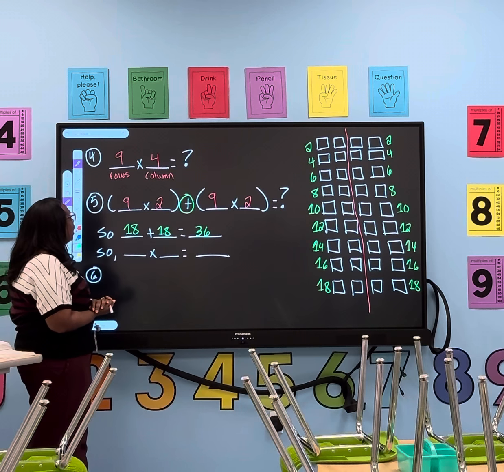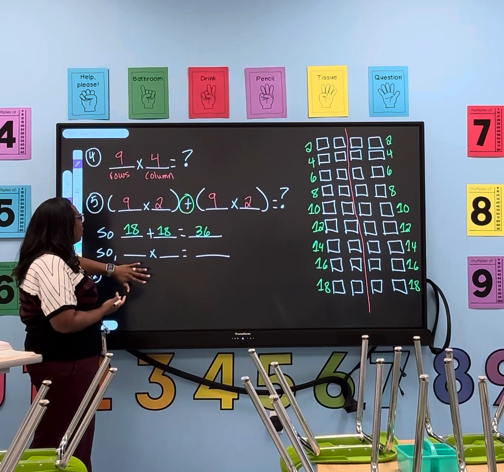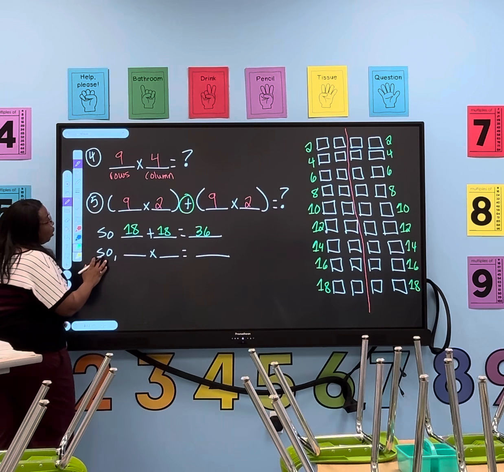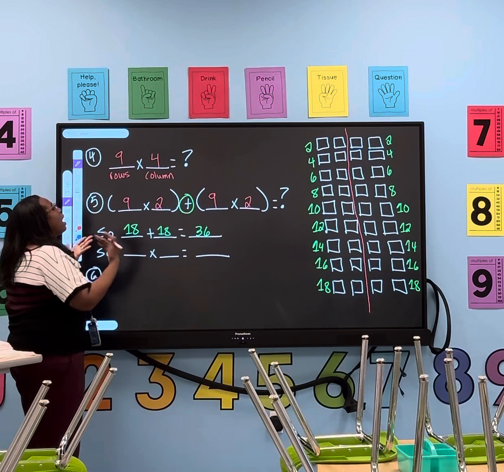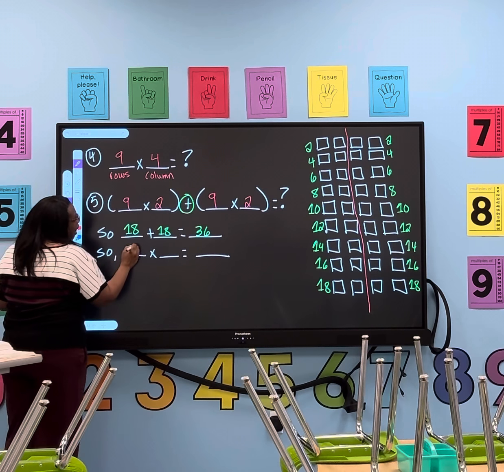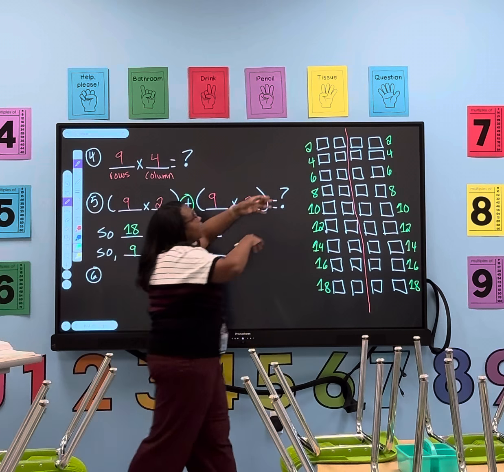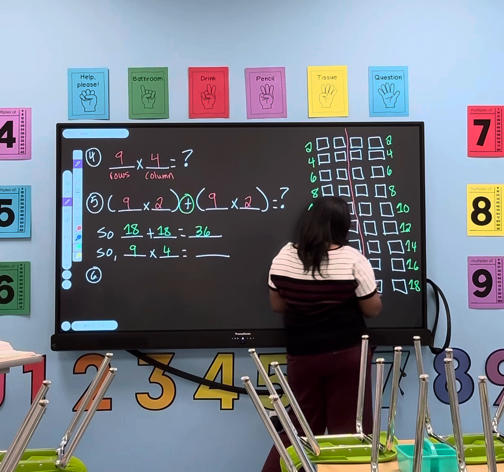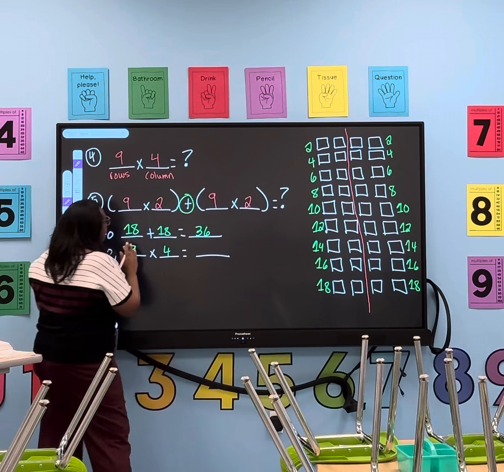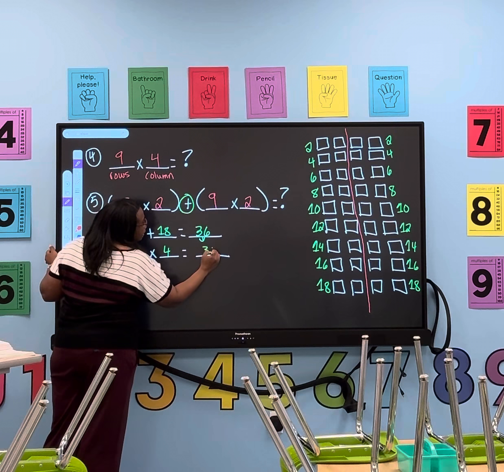Now we can go ahead and answer number 4. So number 4, I'm going to write here. Since we've done all that, now we know that this 9 times 4, because now we're trying to figure out, we're putting it back together to figure out the whole thing now. So 9 times 4 is going to be 36.